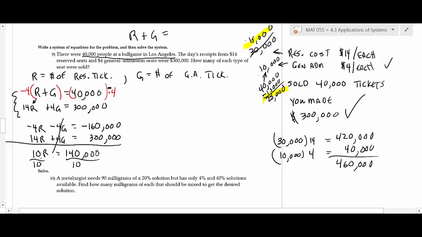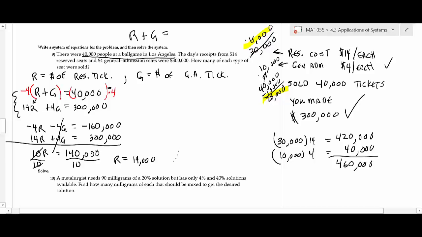Divide by 10. What you would get is R equals, that really just divides a 0 out, so that would be 14,000 is what R is. Okay, all right, so what is the meaning of that 14,000? That means you sold 14,000 reserve tickets, right?